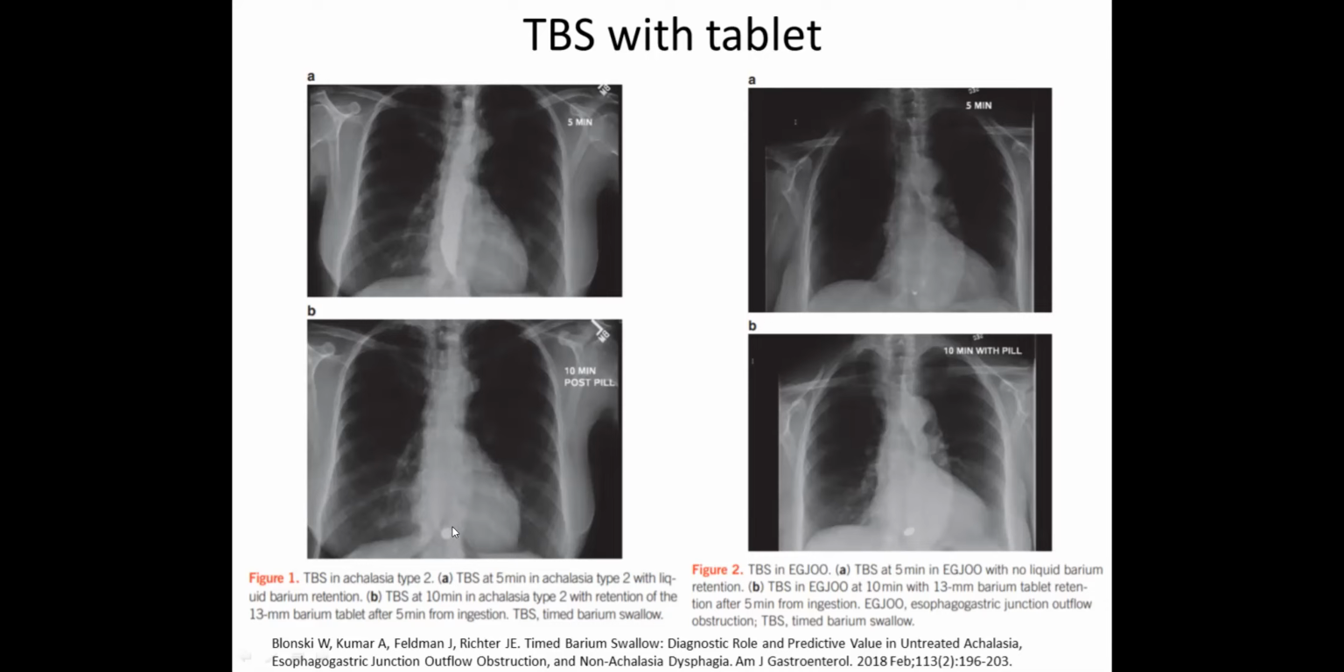There are some advantages of using a tablet compared to a barium swallow. Sometimes with the swallow, there may be a slow leakage of barium, and it could end up being inconclusive because of that. But with a barium tablet, if the tablet does not pass through, it's more sensitive to pick up significant LES obstruction.